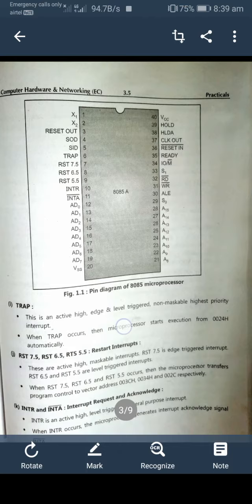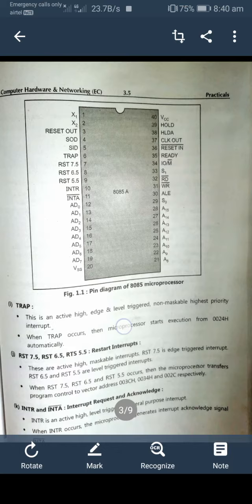TRAP pin. TRAP is an active high, edge and level triggered, non-maskable, highest priority interrupt. When TRAP occurs, the microprocessor automatically starts execution from 0024H.